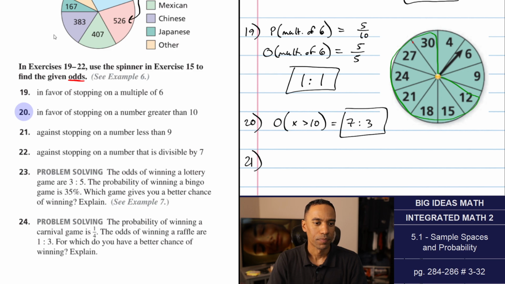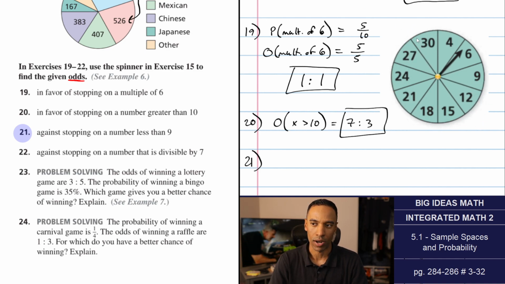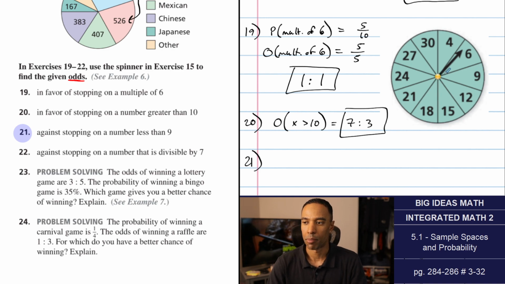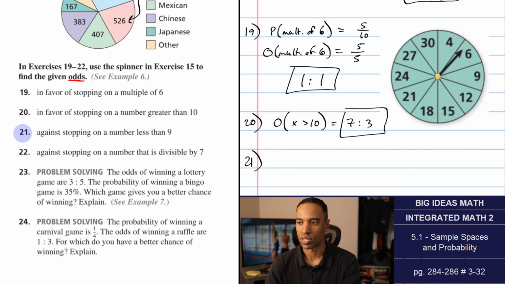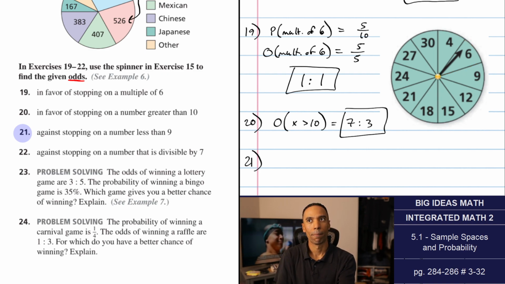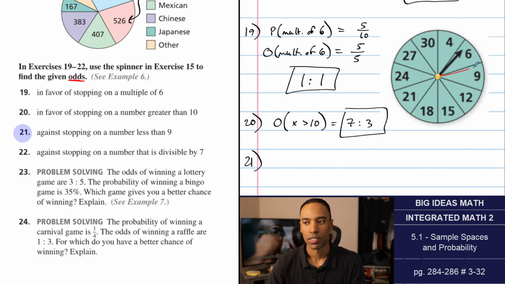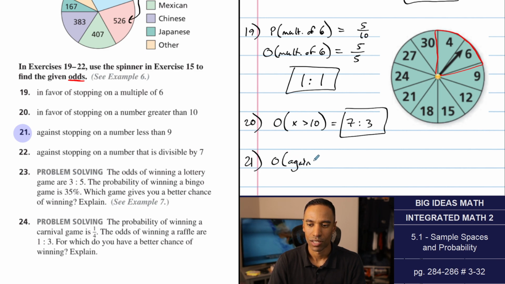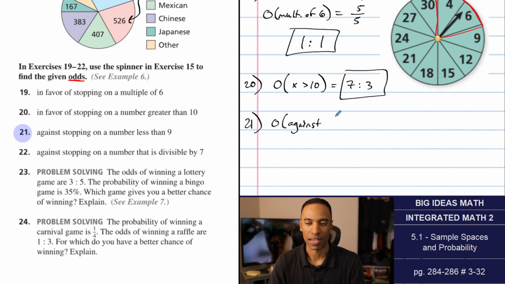Okay, number 21. Odds against stopping on a number less than 9. So against stopping on a number less than 9 means stopping on a number greater than or equal to 9. Here are the numbers that are less than 9. We still want to look at the against itself. What are the odds against it? I don't know how to write this format best. Against less than 9.